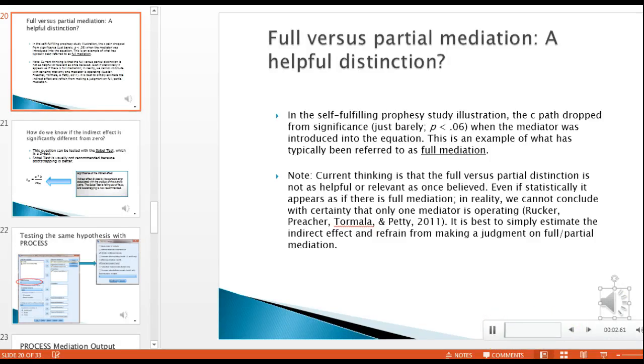In the previous example, we saw that, remember, the C path dropped from significance, but just barely non-significant when the mediator was included in the equation. And this is an example of what has been traditionally thought of as a full mediation effect.